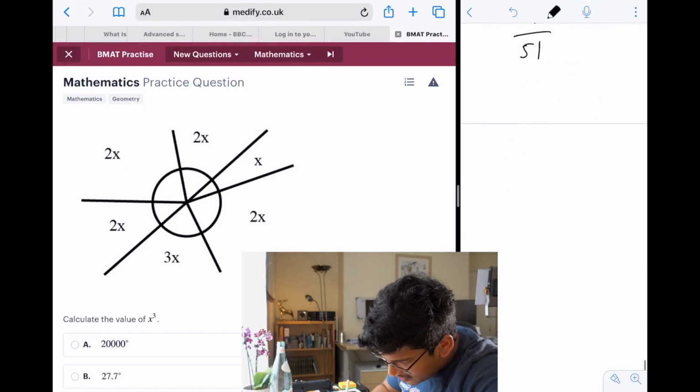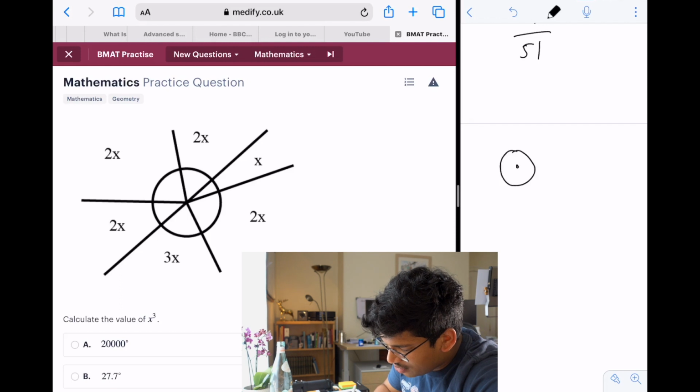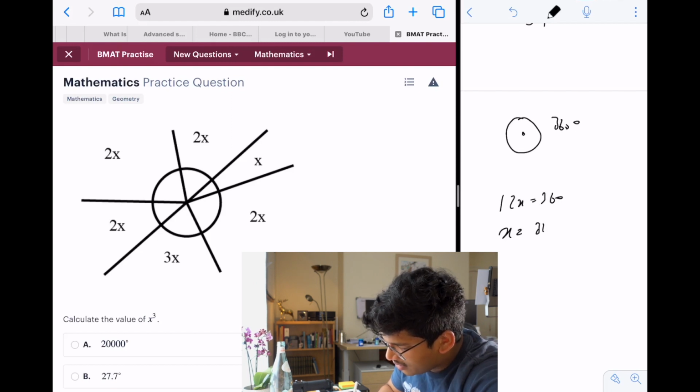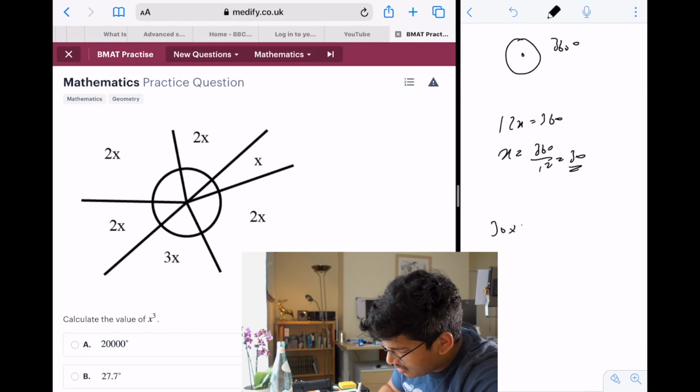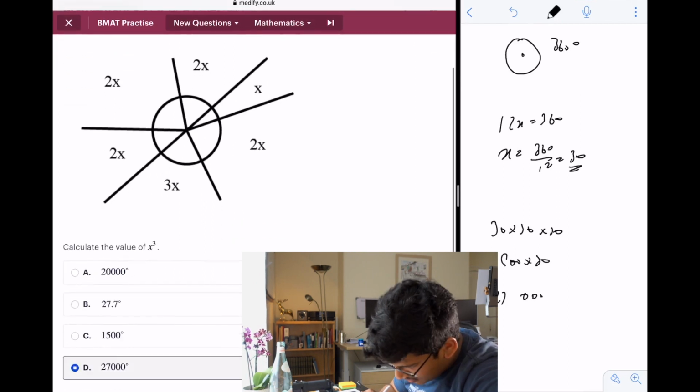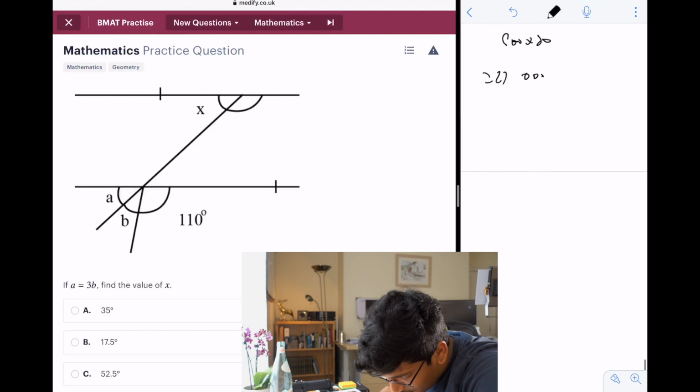Value of x cubed, that's easy because I know around a point is 360 degrees. So this is 2x, 6x, 8x, 12x is equal to 360. X is equal to 360 over 12, which is 30. And then x cubed is 30 times 30 times 30, which is 900 times 30, which is 27,000, 27,000 degrees. Cool.